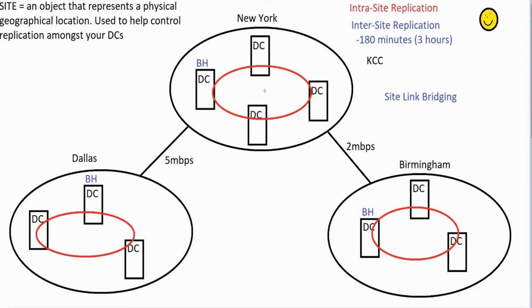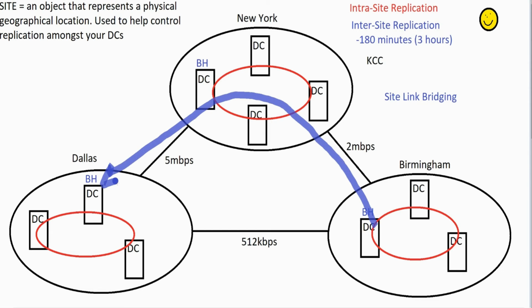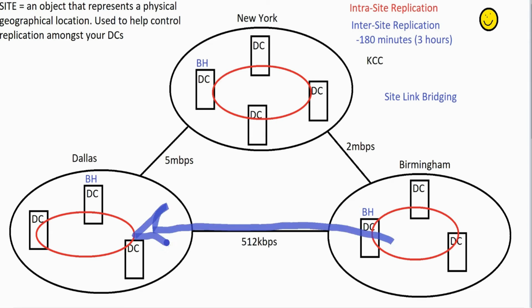Now let's say that for redundancy, your company has a WAN connection between Dallas and Birmingham. It's a WAN line, a wide area network connection, and let's just say it's a very slow connection, just as a backup. Let's say it's 512K, kilobits per second. Very slow connection, and it's only to be used if one of these other lines goes down. So if replication is occurring between offices, it's actually faster for this bridgehead to contact this bridgehead through New York than it is to contact directly.